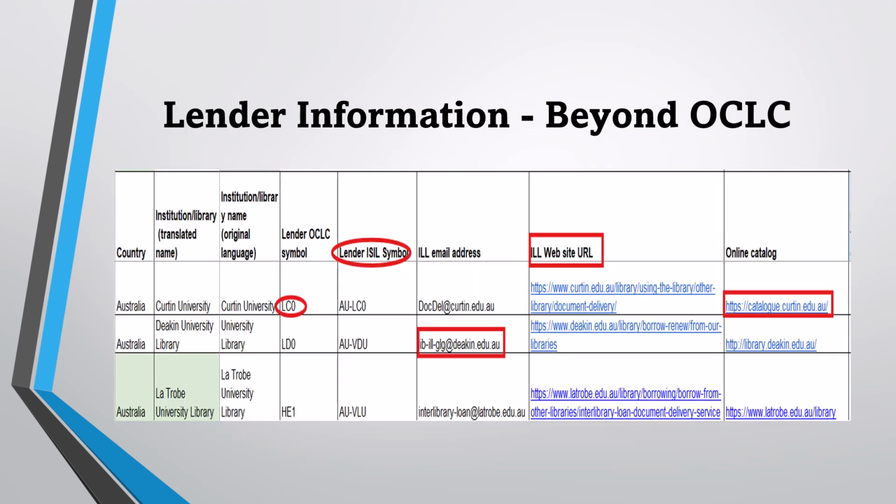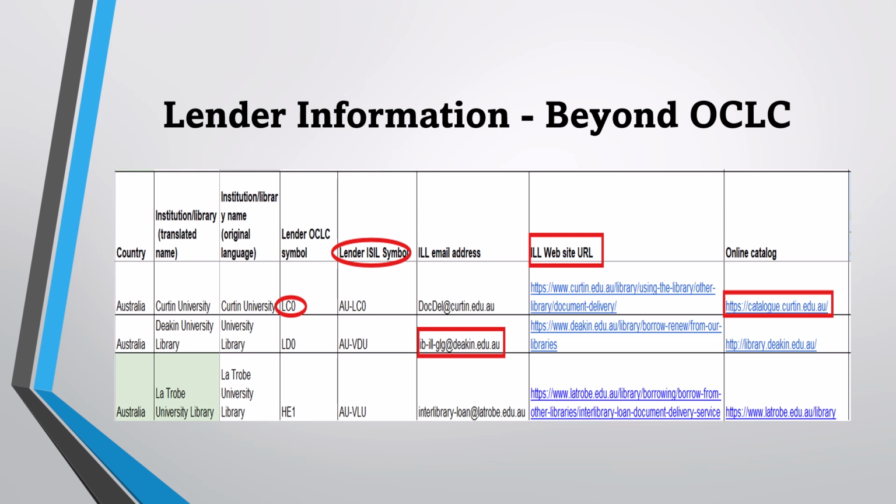Lender information, beyond OCLC. Lender information includes OCLC symbols and the International Standard Identifier for Libraries and Related Organizations, ISIL. The symbol defines and promotes the use of a set of standard identifiers for the unique identification of libraries and related organizations, with a minimum impact on already existing systems. The ISIL is very important, familiar, and useful to many library staff outside of the United States.